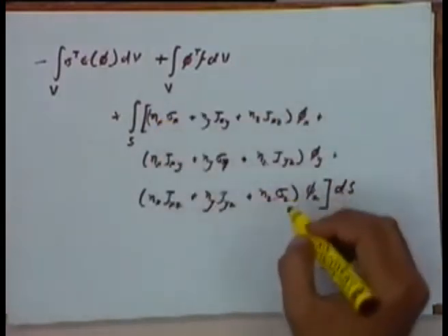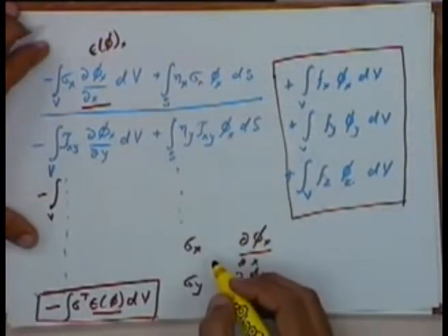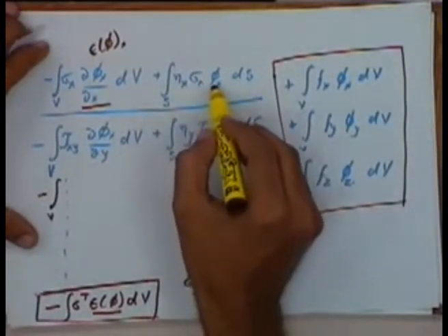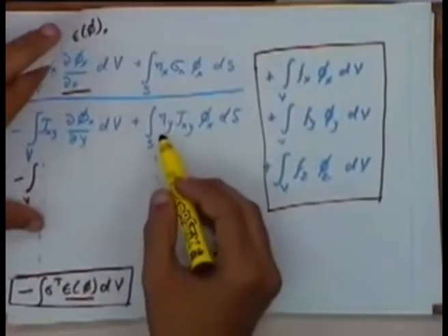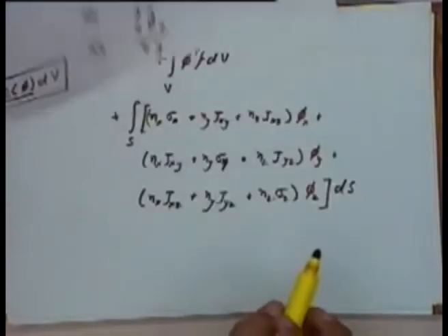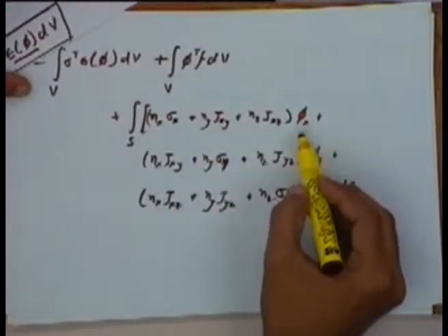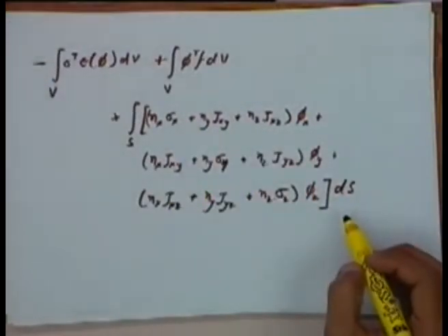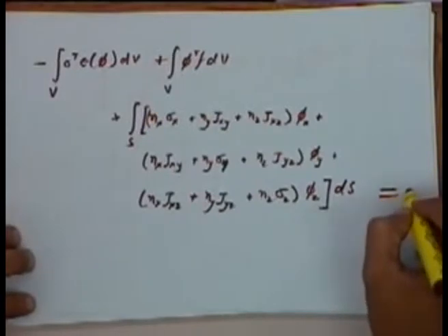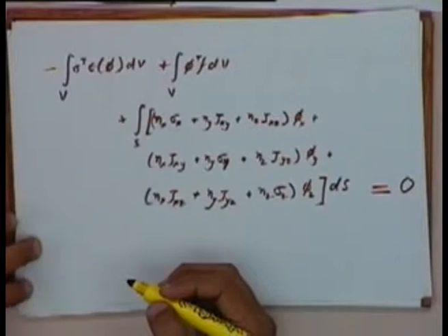Okay, these are the terms I will get by collecting these terms. This term is nx sigma x phi x. This term is ny tau xy phi x. Okay, I have collected all these terms together to give me this surface integral. And then we are saying that all this will be equal to 0.